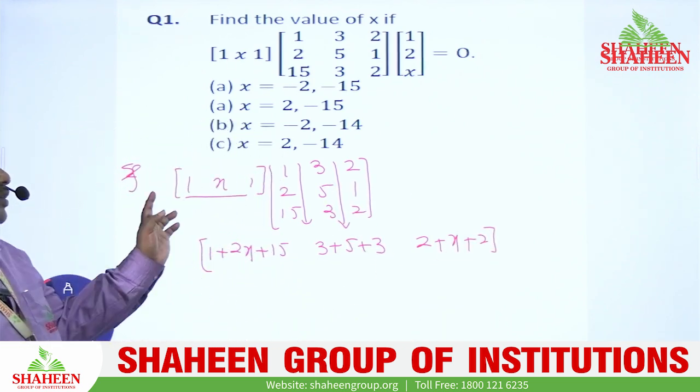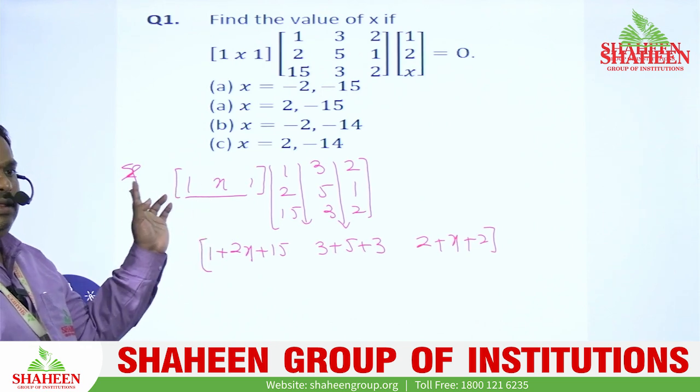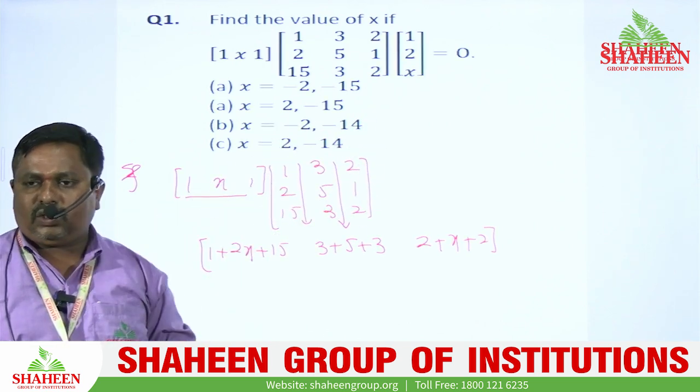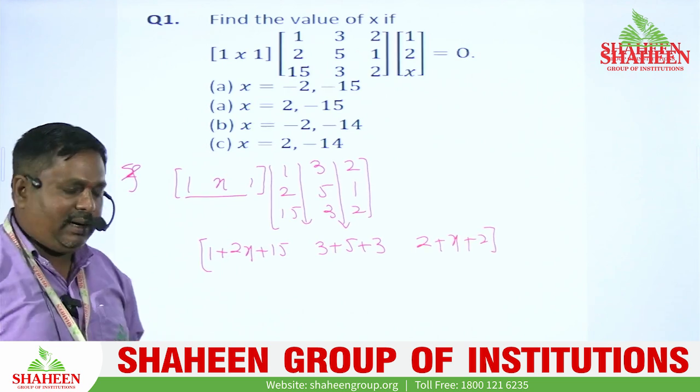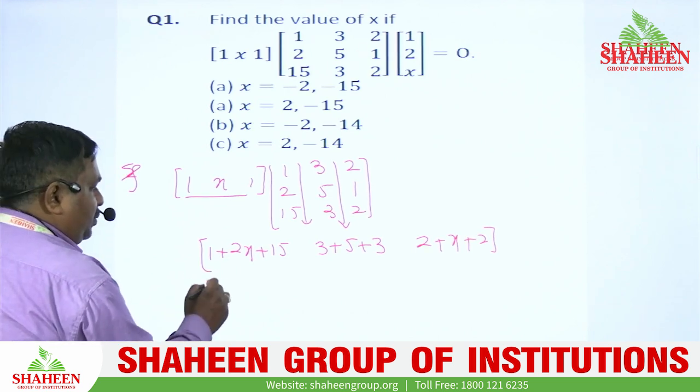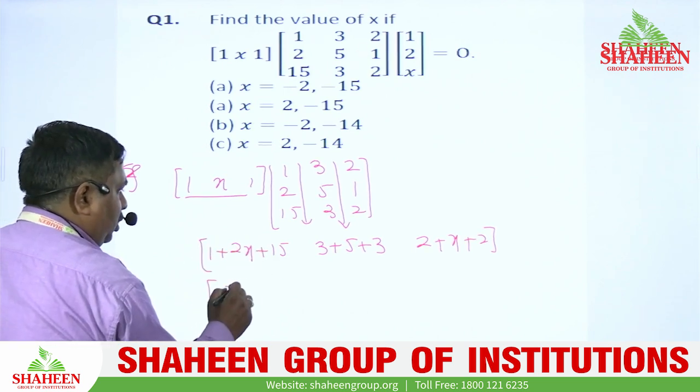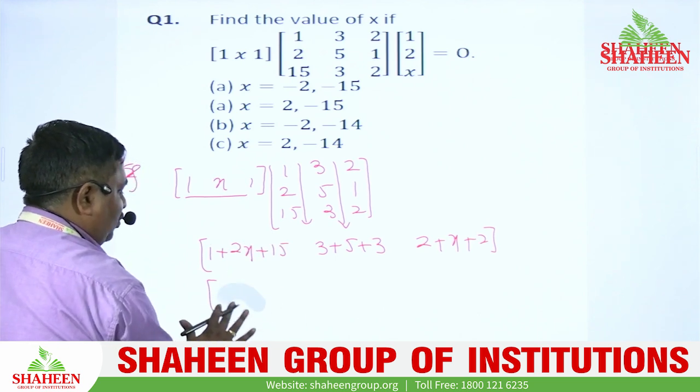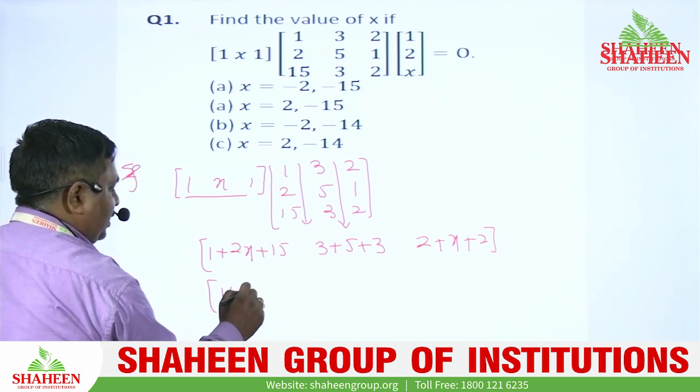We multiplied the first row, only one row we have, with all the three columns. Let us simplify this. This becomes 1 plus 1 is 2. No, 1 plus 15. This is 1 plus 15 is 16, plus 2x.